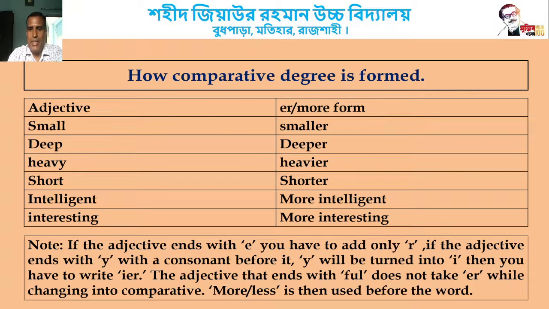The adjective that ends with ful does not take er while changing into comparative form. More or less is then used before the word. Okay, my dear student, I have repeated the sentences again. If the adjective ends with e, you have to add only r. If the adjective ends with y with a consonant before it, y will be turned into i. Then you have to write ier. The adjective that ends with ful does not take er, so more or less is used before the word. Okay, my dear student?